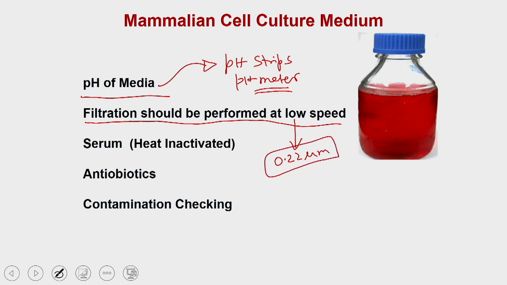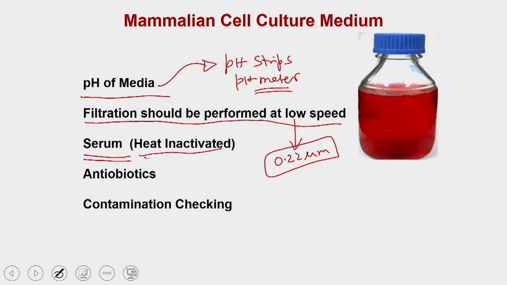the pores of the membrane you are using, because the membrane we are using has a pore size of 0.22 micrometer, and if you do it at a very high speed, it is actually going to make those pores slightly bigger, and because of that some of the bacteria or the contaminating agents can get through.